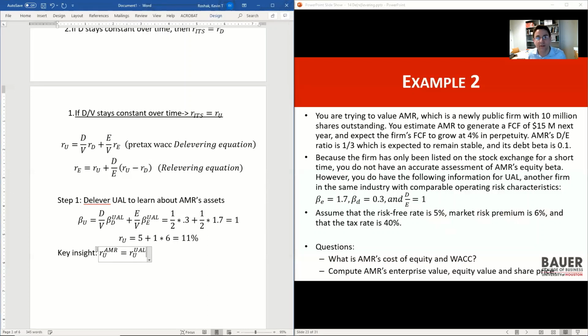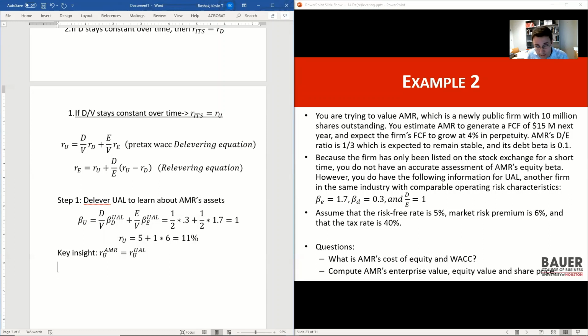Why did that help us? Why did we go through all this business with UAL? The key insight is that the operations are the same for these two companies. So if we can learn about UAL's operations, that tells us something about AMR's operations. Right? AMR's assets are the same. So if UAL's discount rate for their assets is 11%, that's the return on the unlevered firm, then that's also RU for AMR.